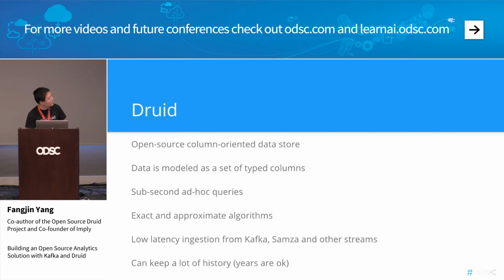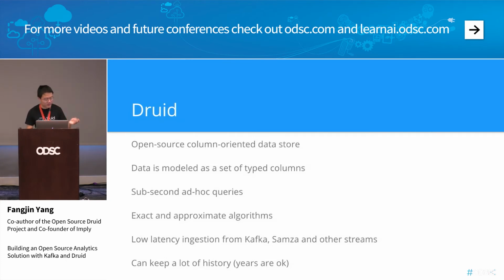So the open source system that I work on and want to talk about is a system called Druid. Druid is also under the Apache license. It was initially created to be able to intake streams of data from Kafka and Samza and other streaming systems and be able to do a lot of these slice and dice queries and aggregations.